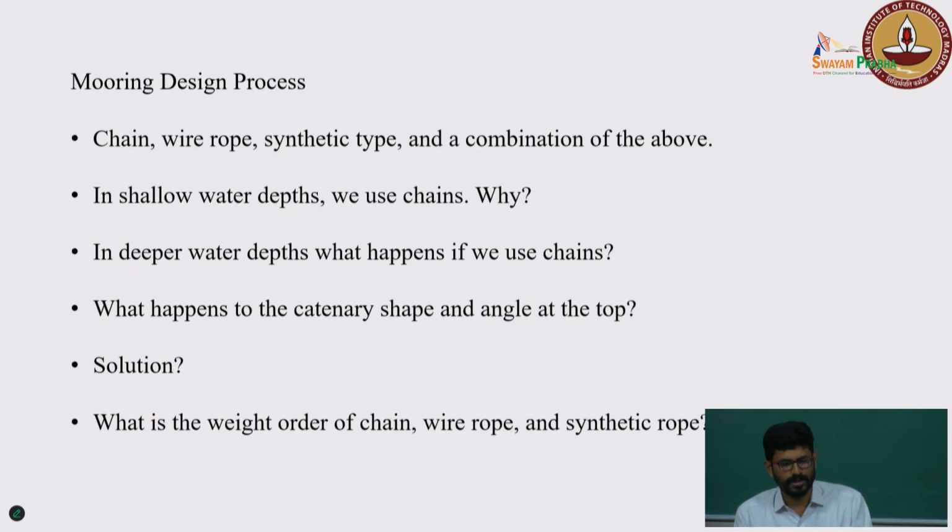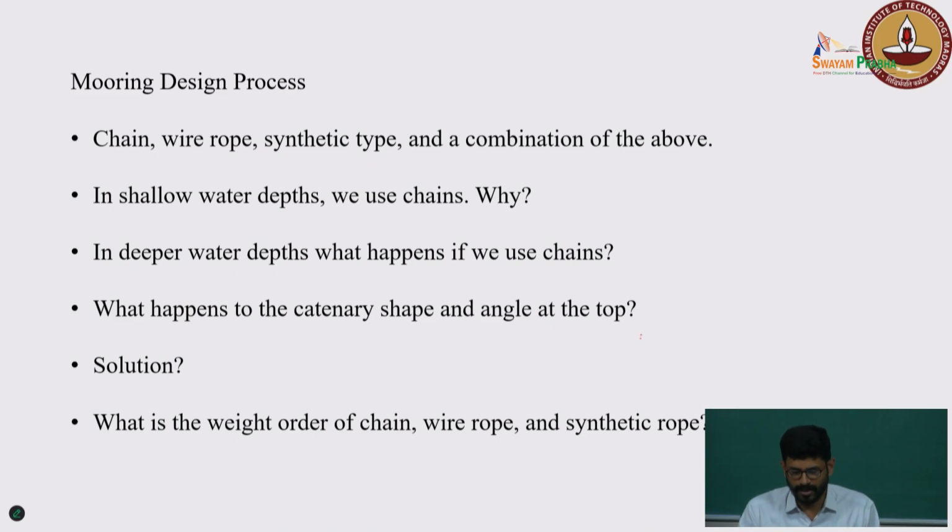Okay, so now the mooring design process. Now we understand that a mooring line cannot be a single item, it cannot be chain or wire rope alone. It has to come in combinations depending on the water depth. In shallow waters we use chains, I think we addressed this question. In deeper water, what happens if you use chain? Your top tension will be very high, because of the self weight itself it will fail. So in order to avoid it, we go for a combination: chain, wire rope, chain, or chain, polyester, wire, chain again.